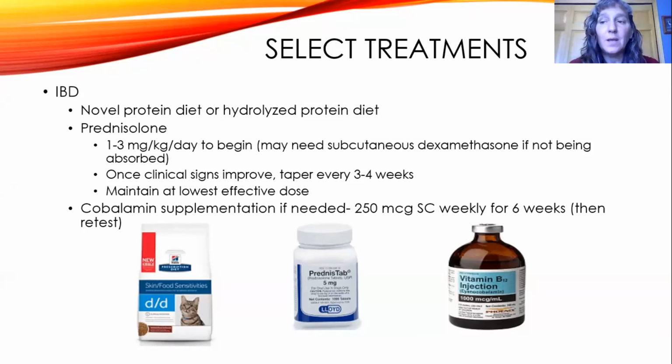Again, cobalamin levels may be decreased with IBD, so supplementation involves giving weekly injections of vitamin B12 for 6 weeks, and then retesting the blood work to see if they have responded, and if that can be discontinued at that time. And the dose there is 250 micrograms under the skin, again, weekly for 6 weeks.